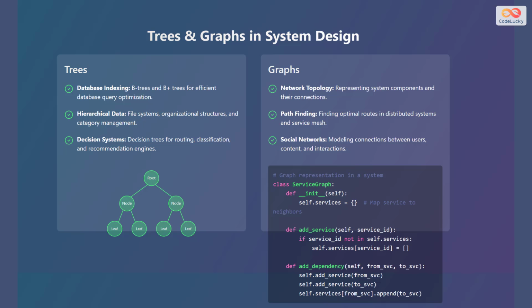Graphs are used for representing network topology, which shows system components and their connections. Graphs are also useful in path finding, which helps in finding optimal routes in distributed systems and service mesh. Graphs are helpful in modeling social networks between users, content, and interactions. Here is the Python code for graph representation in a system.